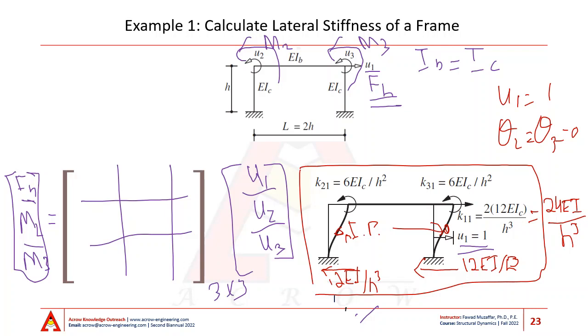Also, to prevent each one of the nodes from rotation, I have to apply a counterclockwise moment given by 6 EI over h square at the top left and the right nodes. Now, if I go back to my stiffness matrix and realize that all of these forces correspond to u1 equal to 1, then I can fill up my first column by realizing that my shear force is 24 EI over h cube.